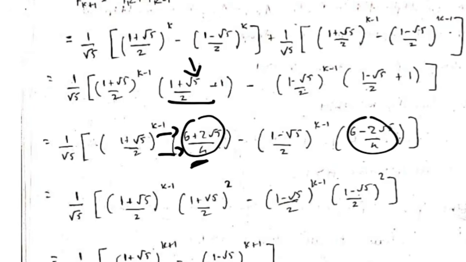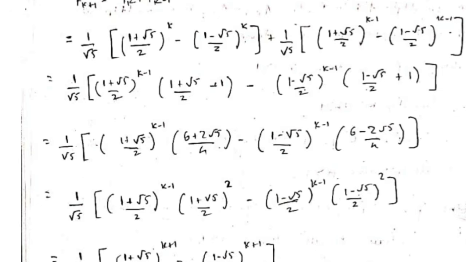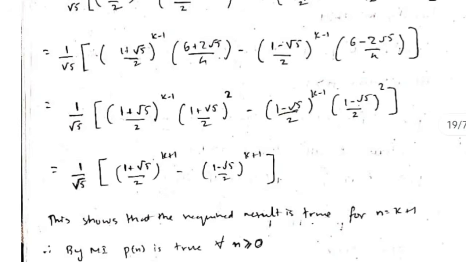This term is compulsory in this step because we have to get 1 plus root 5 by 2 whole square. To get that you have to multiply the numerator and the denominator by 2. After getting that we will take this as common. See here, 1 plus root 5 by 2. These two terms are common here, so the powers will be added.